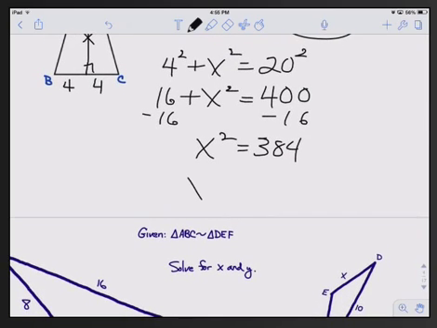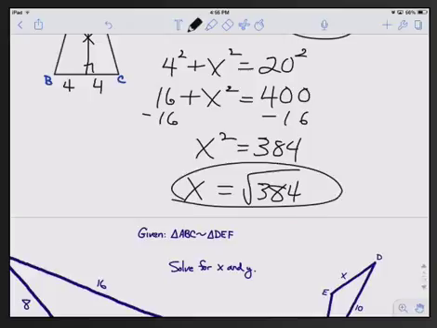and x equals the square root of 384, which you could write in simplified radical form, or you could just, for the exam, put that into your calculator and get an approximation. So we'll leave that in that form.